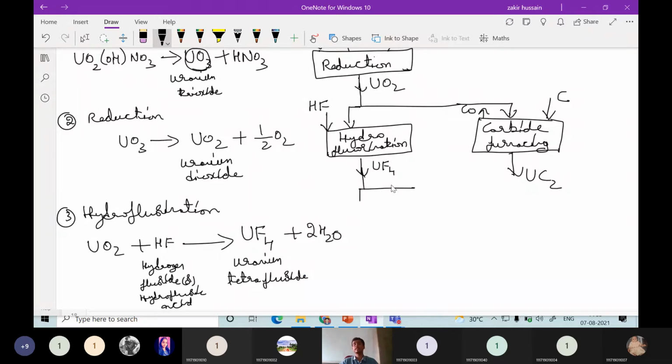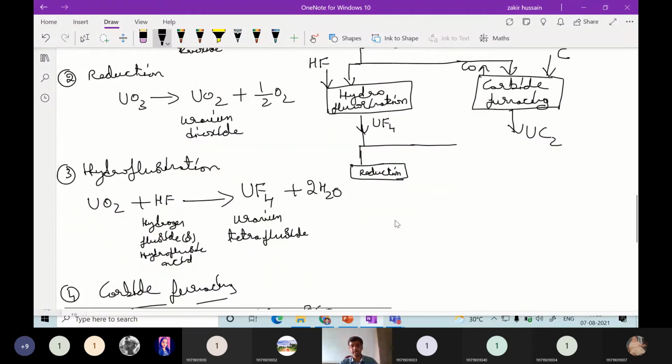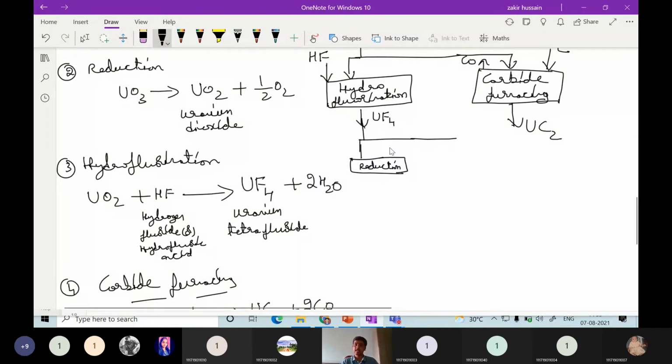Then further, this uranium tetrafluoride can also be converted into the next product through a reduction reaction. How will this reduction reaction take place? Using alkali metals. What are the alkali metals? Like calcium is one, magnesium is one. Using these metals, UF4 will undergo a reduction reaction.